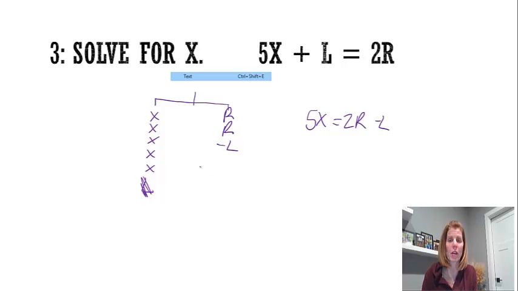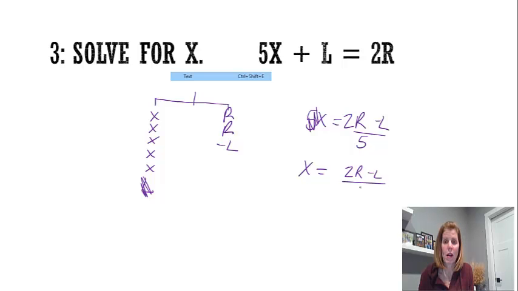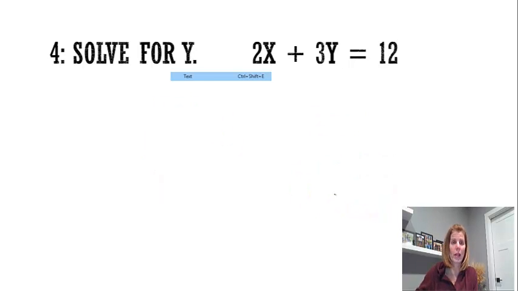Okay, and then from here, just like the other problems, since there are 5 x's, to just have 1 x, I'm going to divide by 5. And then I'm just going to rewrite. So I'm just left with x, which is going to be 2r minus L, all divided by 5. And that will be my answer. Okay, keep it going on.